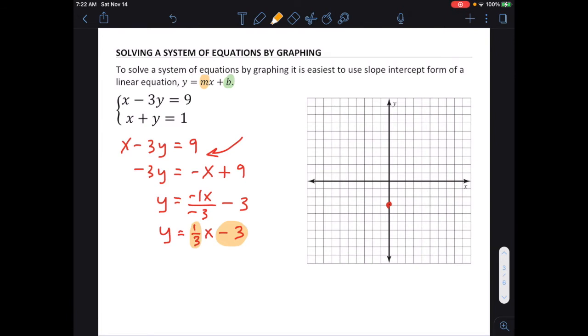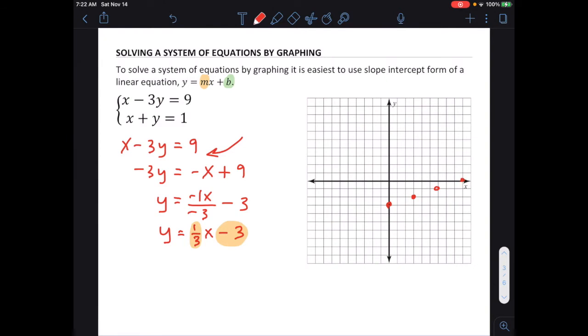1/3, and if you remember from intermediate algebra, the 1/3 tells us, the top number tells us to go up or down, and the bottom number tells us to go to the right. So in this case it's positive, so that means up, so we're going to go up 1 and over 3 and make a point. And we're just going to keep doing that.